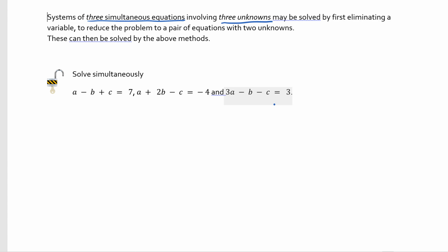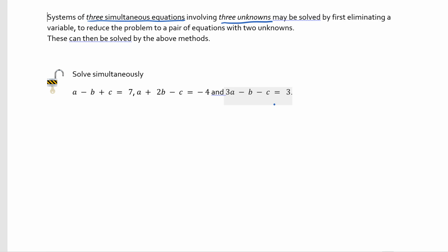How do you know what to eliminate? Practice. There's no other way. Practice lets you see what might be the easiest combination. In theory, any combination is possible, but some will be quicker, some will be really, really bad.